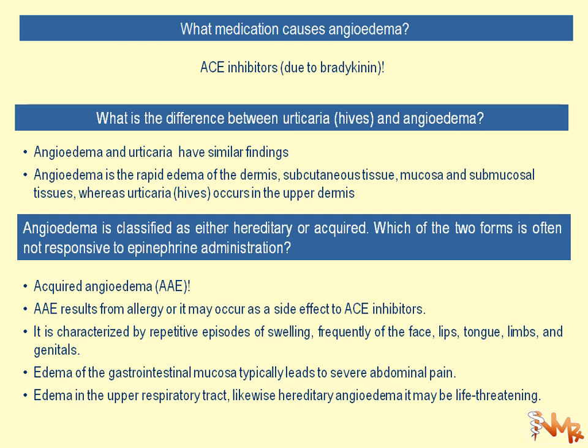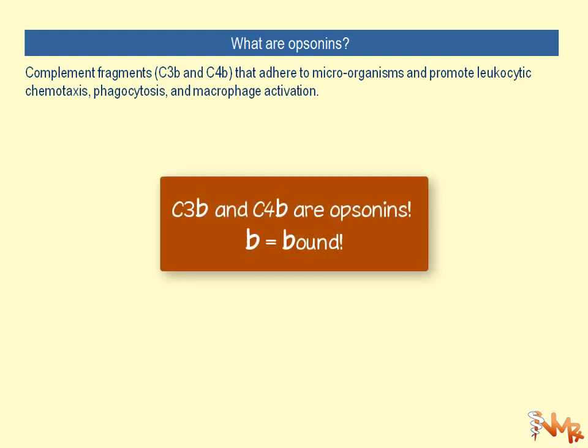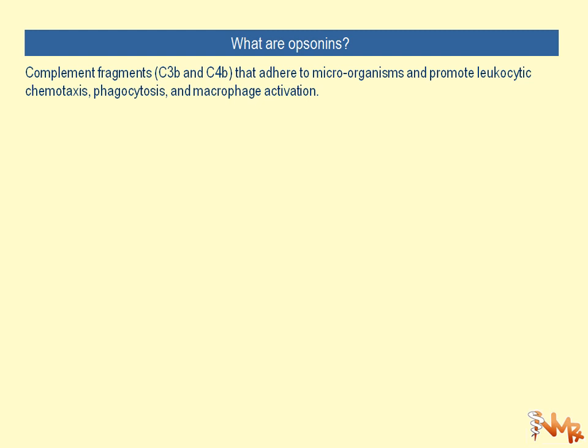What are opsonins? These are B complement fragments, C3b and C4b. They adhere, remember B for the body, for the bulk. They stay attached, they adhere to microorganisms, and they promote leukocytic chemotaxis, phagocytosis, and macrophage activation.